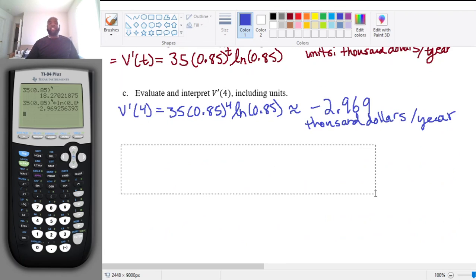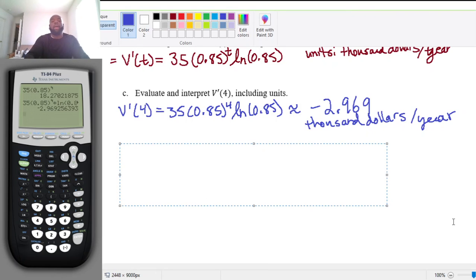And so we have a couple ways that we can interpret that derivative, and this is how I'm going to do it, right? So it's an instantaneous rate of change because it's at the input value of 4. So I'm going to say in 2022, the output, the value of the car is, since that's negative, decreasing by 2.969 thousand dollars per year. All right.